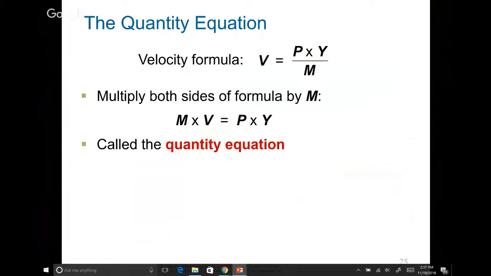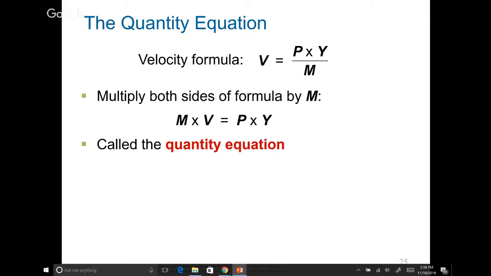Because velocity never changes, velocity is always the same. And if we remember what we said about monetary neutrality and the classical dichotomy, the money supply has no real effect on real variables. So how much goods you have is independent of how much money you have. Therefore, there's no relationship between your M variable and the Y variable. So V is constant, Y is constant, which means the change in M is equal to the change in P.